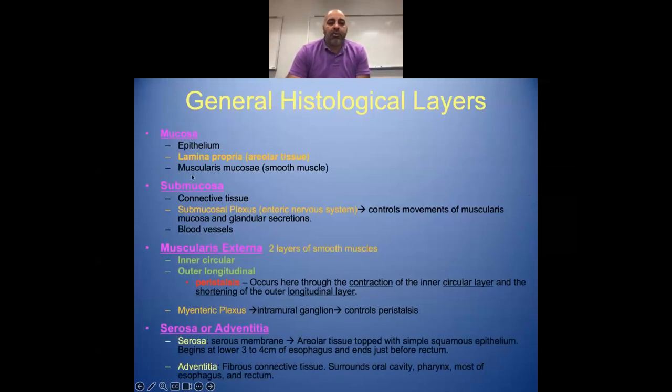So, like we said, mucosa: epithelium, lamina propria, muscularis mucosa. Submucosa has the enteric nervous system, so the submucosal plexus. That's going to affect secretions and blood vessels. Muscularis externa, there's that peristalsis, and that's controlled by the myenteric plexus.